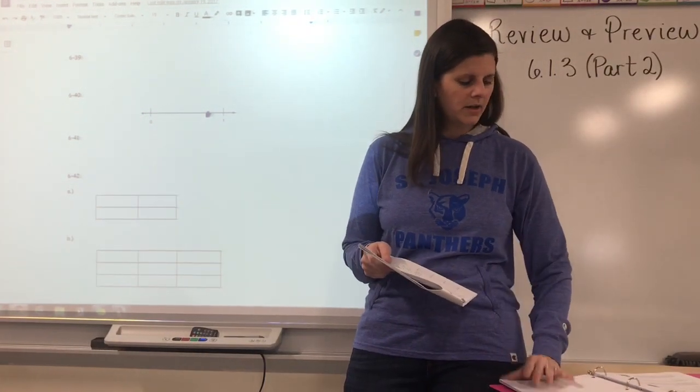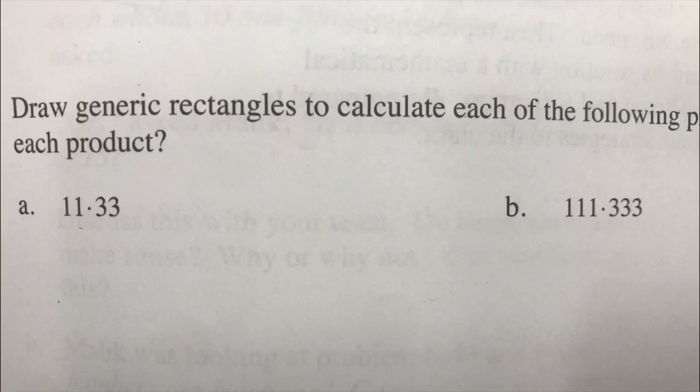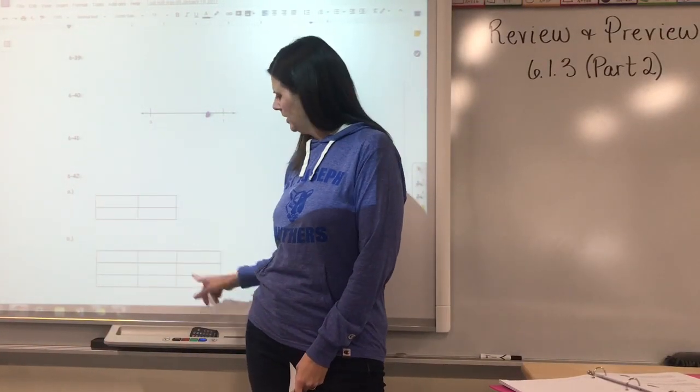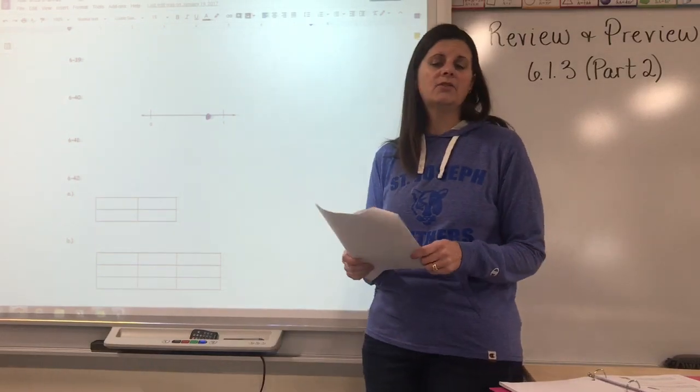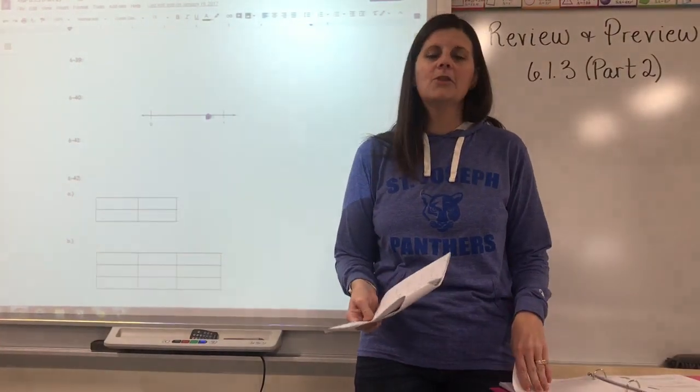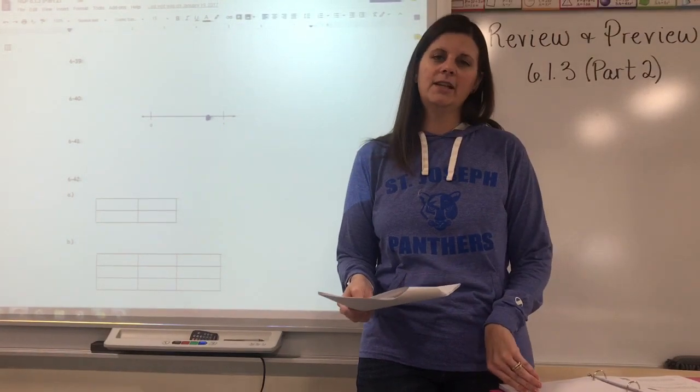Question 42, you're shown 2 different multiplication problems and you've got to fill in our generic rectangles. So start by labeling what your dimensions are on both. Use those dimensions to find the partial products and then add those all together to get your final answer for each.